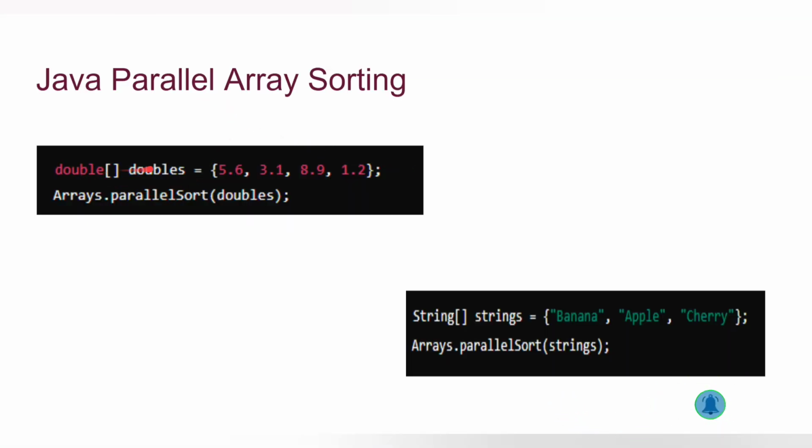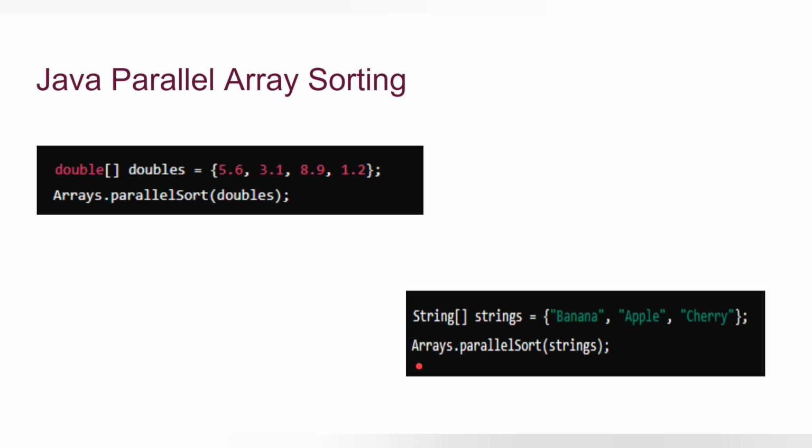Here we can see more examples. Here we have taken an array of double data type and we are sorting it using parallel sort. Also this can be done on string arrays. If you have a string data type, you can also sort the array using the parallel sort method in Java 8.